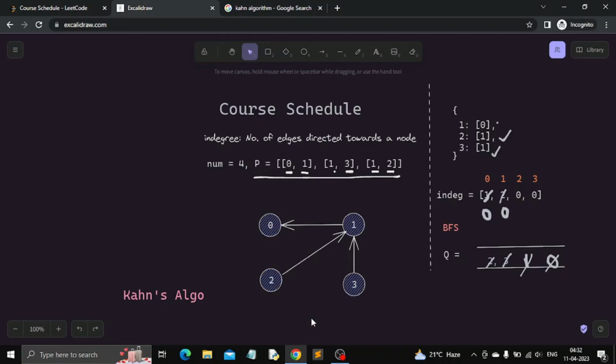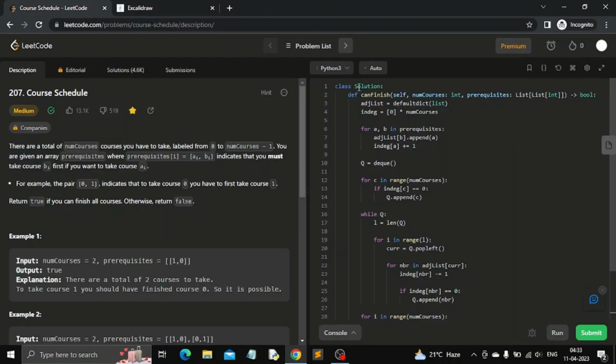Now let us move to the coding section. So this is the code. We have first taken a dictionary for our adjacency list, and I have initialized this in degree list, which will be of length equal to the number of courses given to us. Then we are iterating through the prerequisites array and preparing our adjacency list like we discussed, and also updating the in degree of the courses.